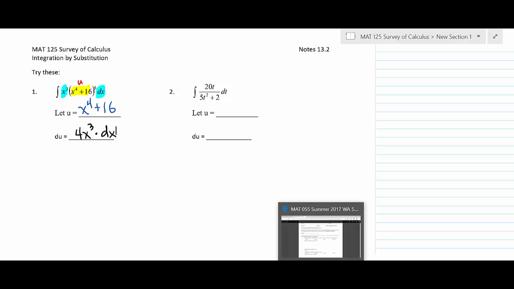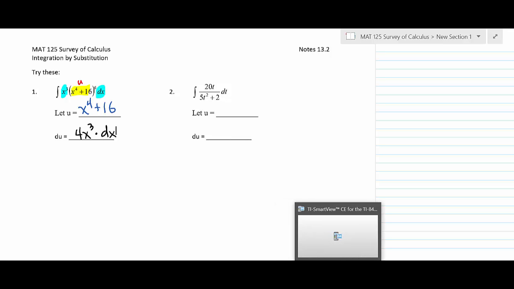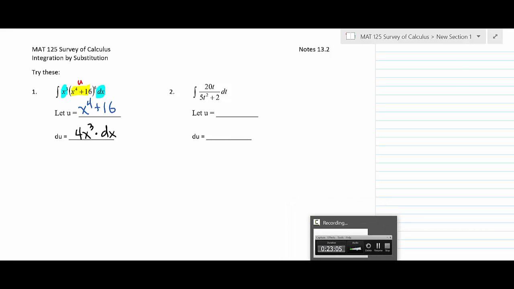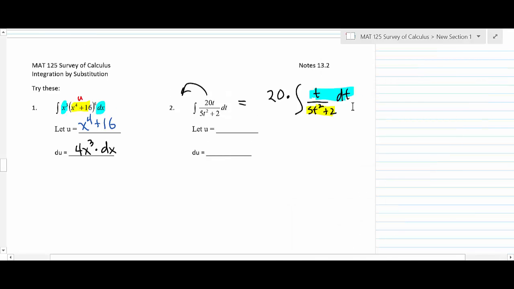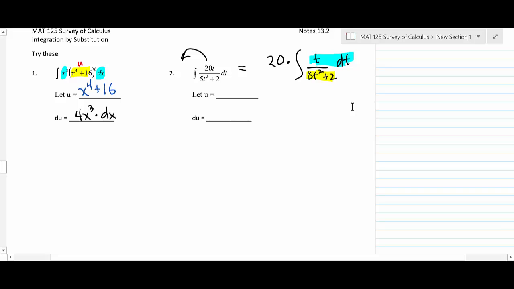Remember, if the du doesn't match, if it's off by just a constant being multiplied, then you can generally go through and deal with that. Now I'm going to finish up this number 1 because I'm about out of time. So what you need to do with the du is divide by 4, that way the x to the 3rd dx matches what's left over.